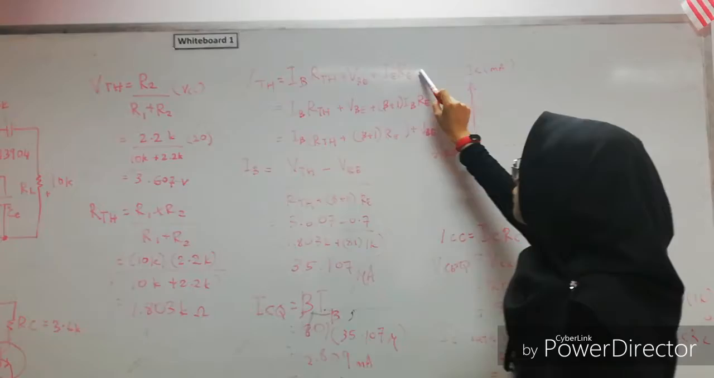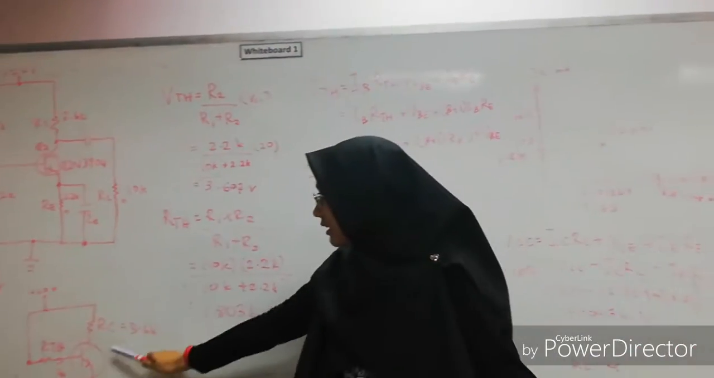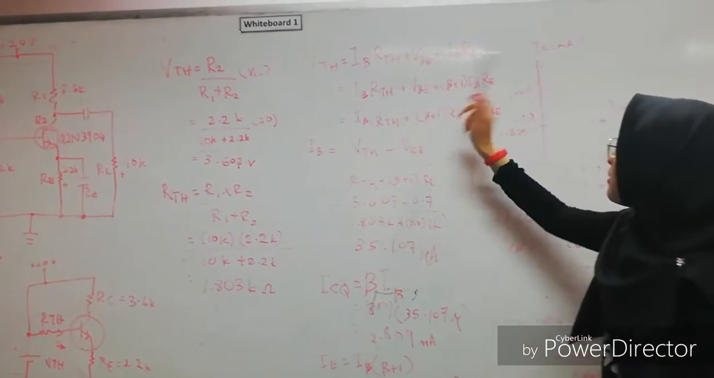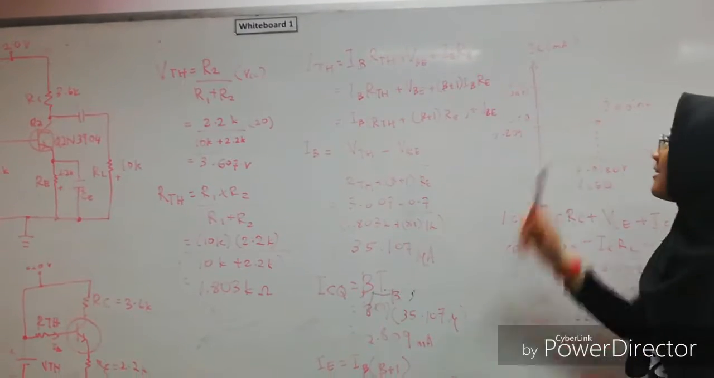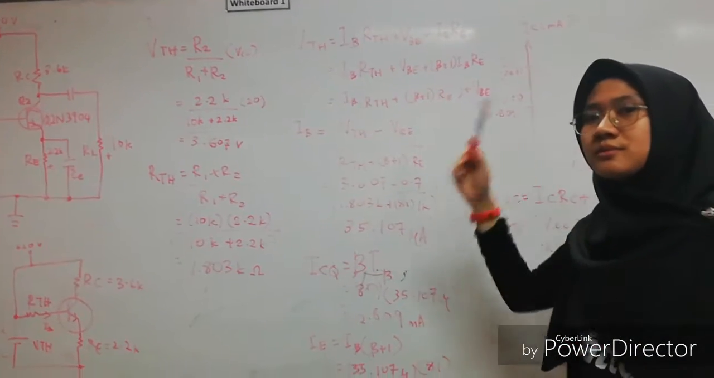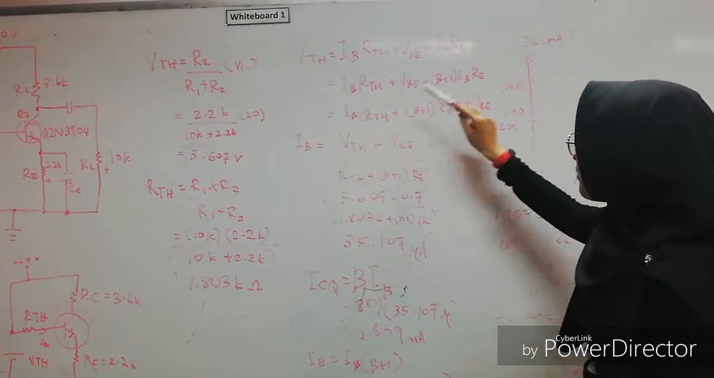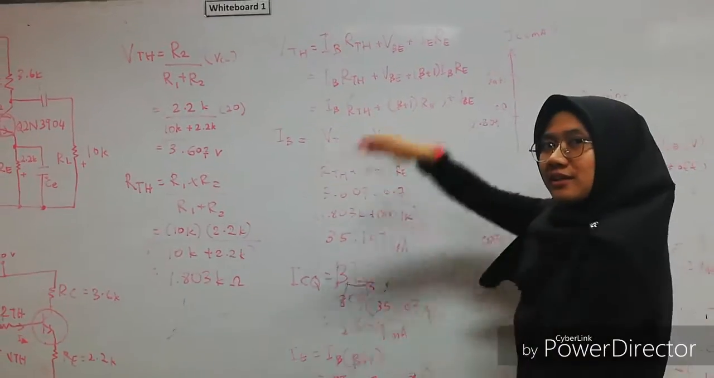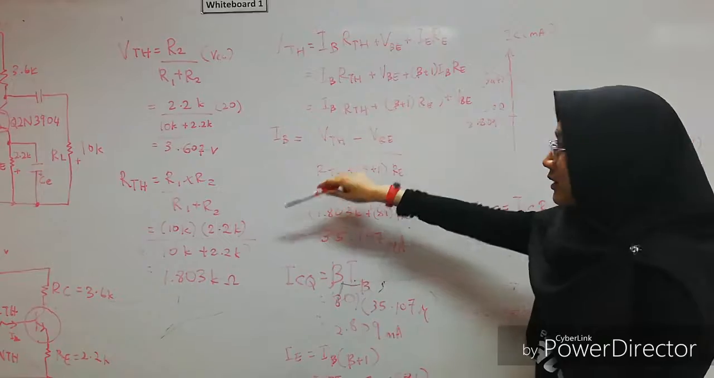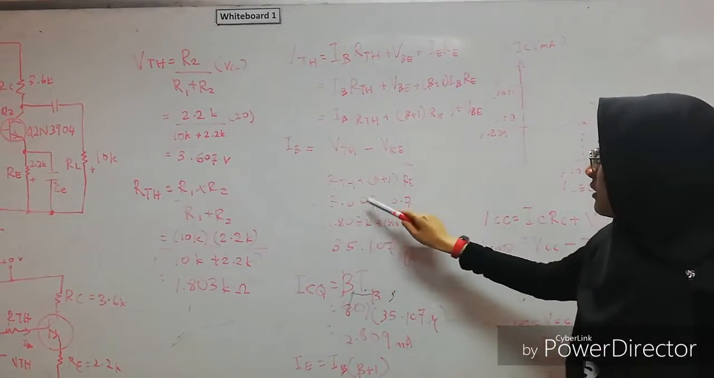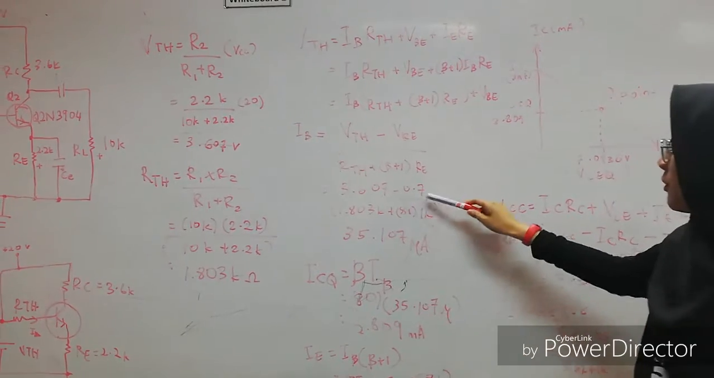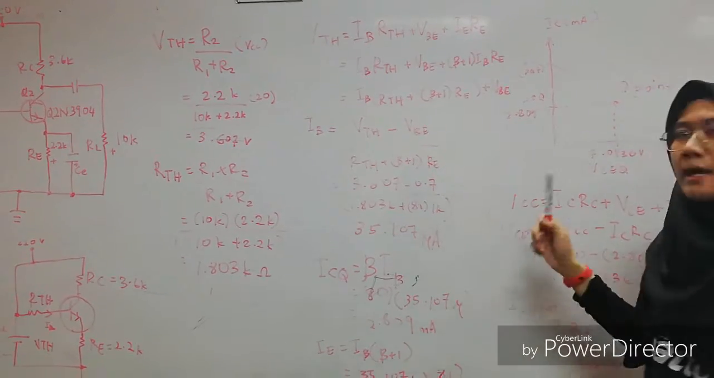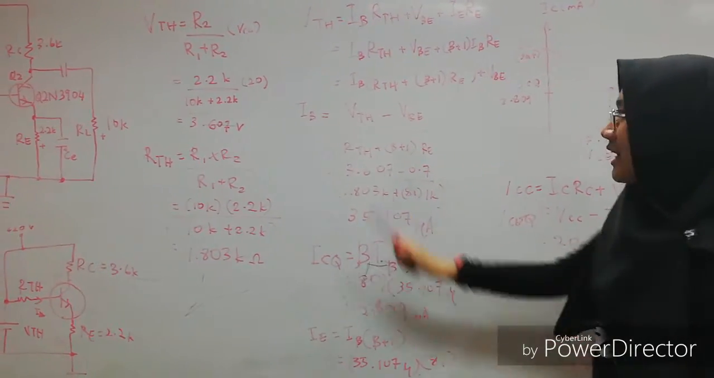From this circuit, we know the equation is VTH equal to IB times RTH plus VBE plus IE times RE. And we substitute the values. VTH is 3.60 minus 0.7, which is VBE, and then the answer is 35.107 microampere. This is the IB value.